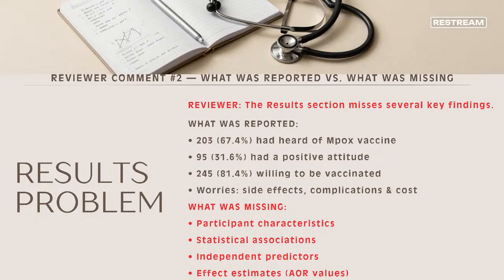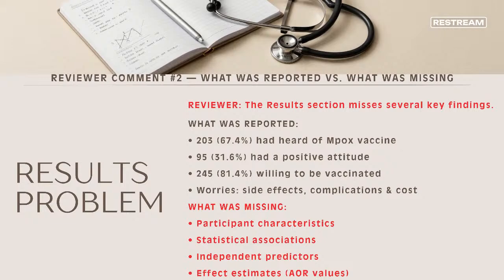So now let's look at the second comment, which has to do with the result section that we reported in the abstract. For the result section, the reviewer said the result misses several key findings. So if you look at it, this is what we reported. We reported the awareness of monkeypox, the attitude, their willingness to be vaccinated, and some of their concerns regarding the vaccine.